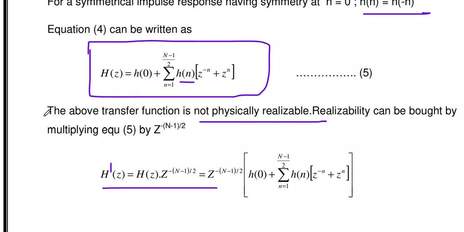The next one: this transfer function is not a physically realizable FIR transfer function. So in order to convert it into a realizable FIR filter, we have to multiply this H of z with z power minus (N minus 1)/2. Then we get the realizable digital FIR filter transfer function. This is the design.